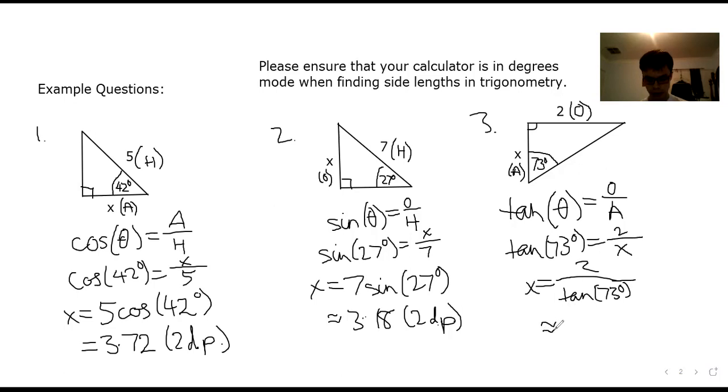And that should give us 2 divided by tan 73, so that would give us about 0.61 for our x value, and that's rounded to 2 decimal places again.